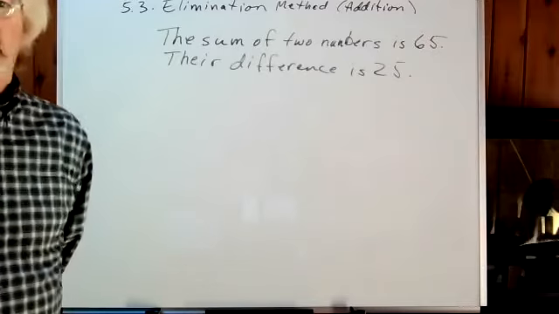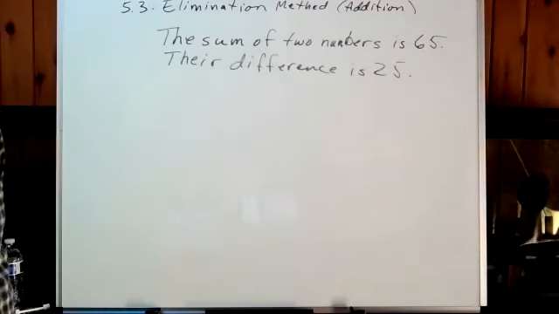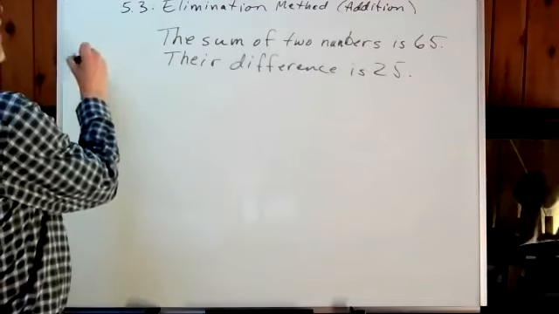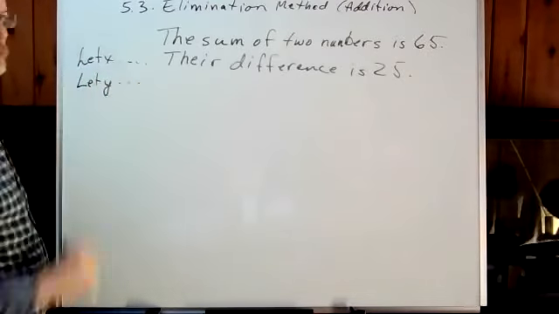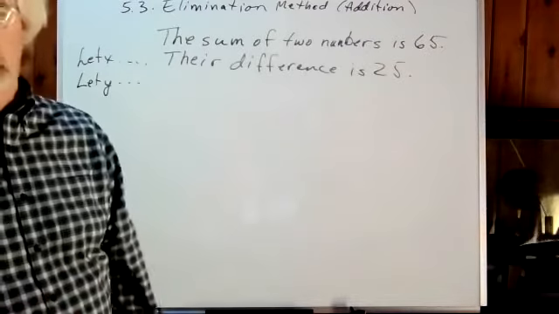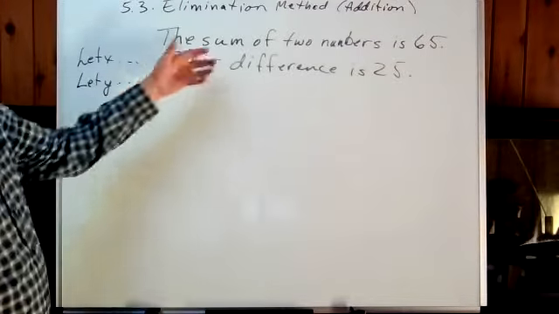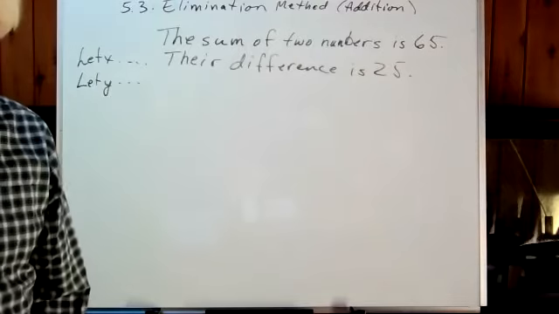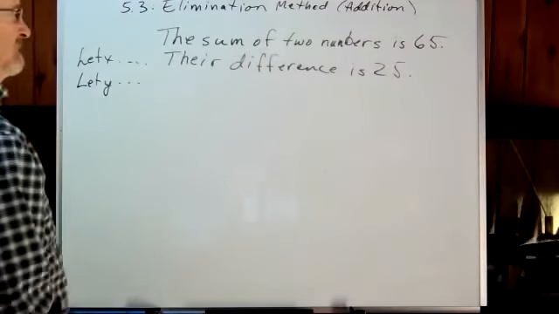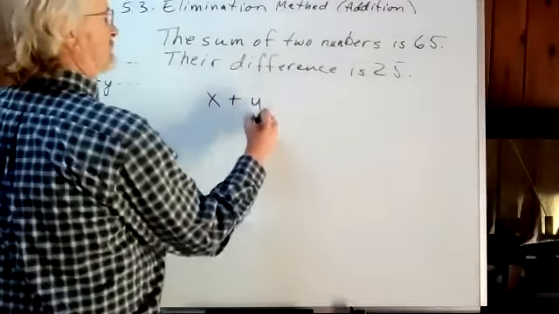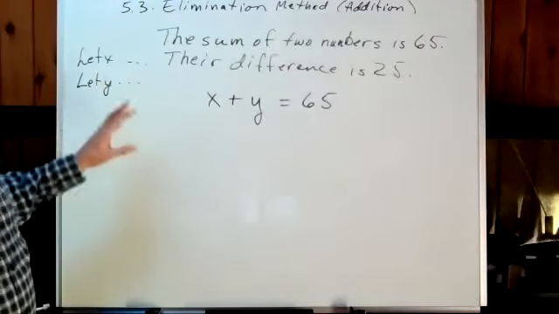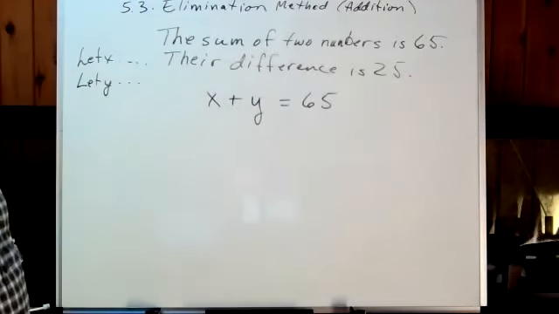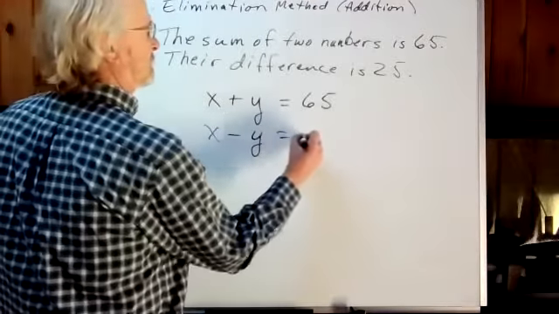I have two different sets of conditions, so I'm going to write two different equations. Let x be one number, let y be another number. Defining my variables, I choose a couple of variables to represent the two numbers. The sum is 65. If I add them together, they add up to 65. The second one, their difference is 25. If I subtract one from the other, I get a 25.